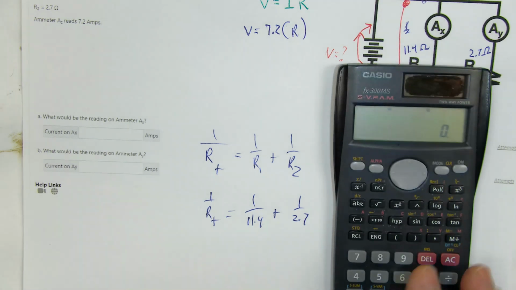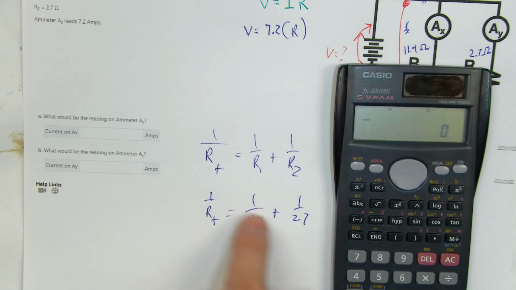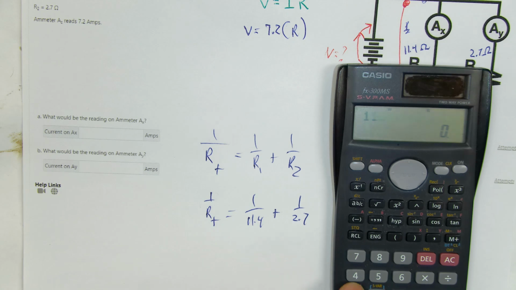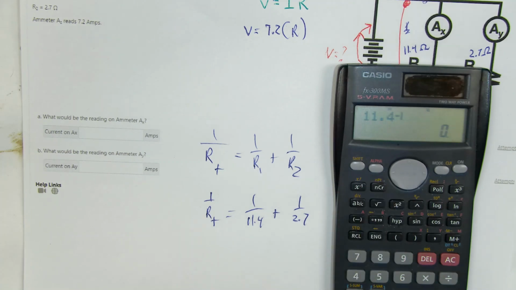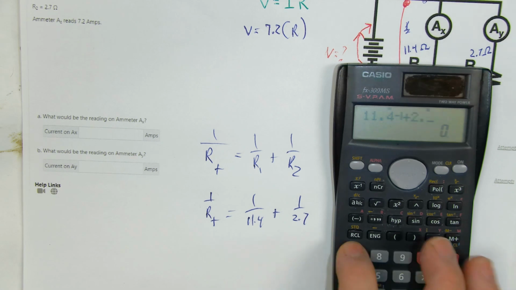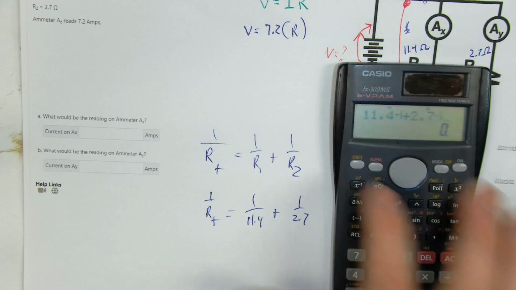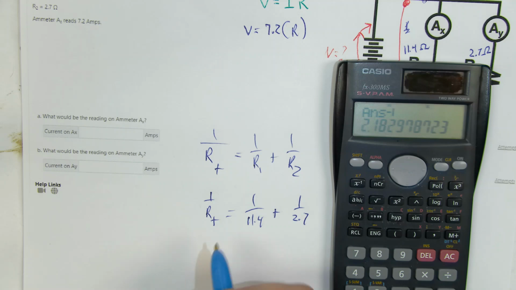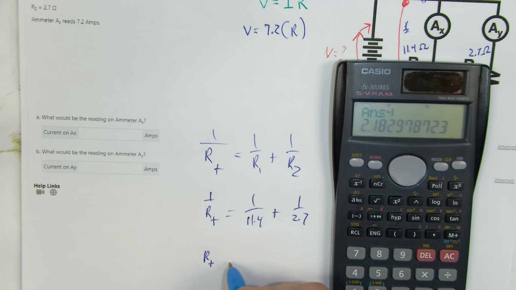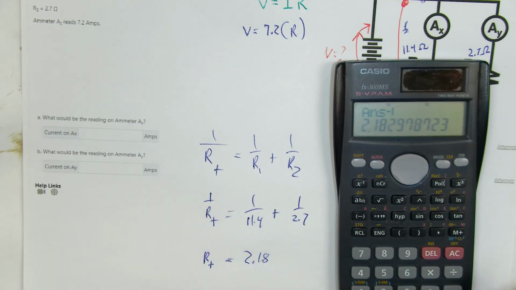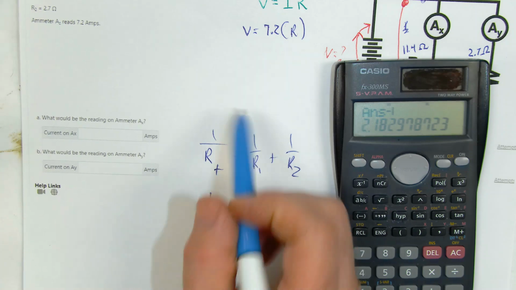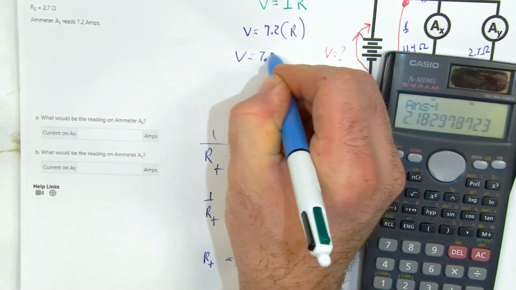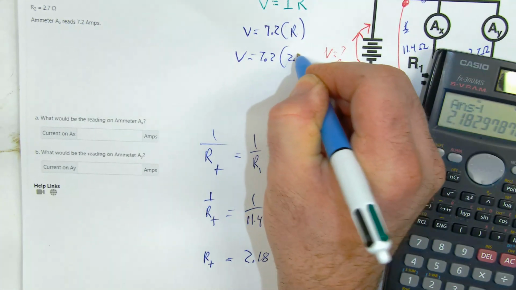Just a little calculator trick on this. To do this equation, you do 11.4 inversed plus 2.7 inversed equals, and then you get the inverse of that. And that's going to be your total resistance. Now you can put that in up here because you found that. So voltage is equal to 7.2 times 2.18.